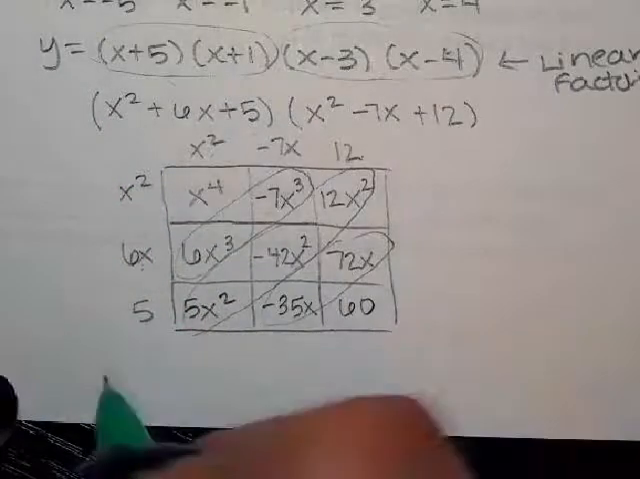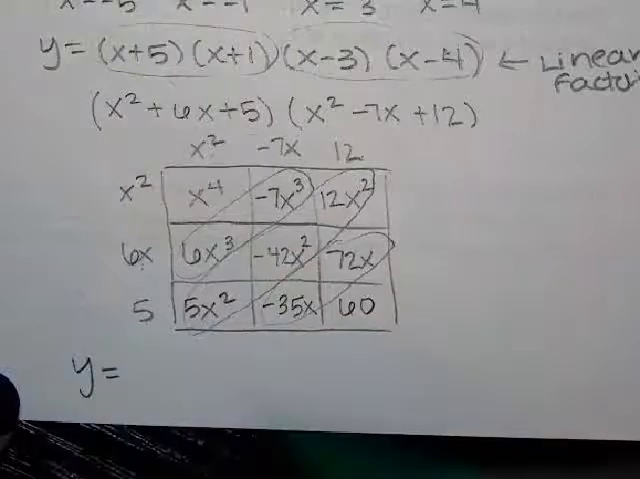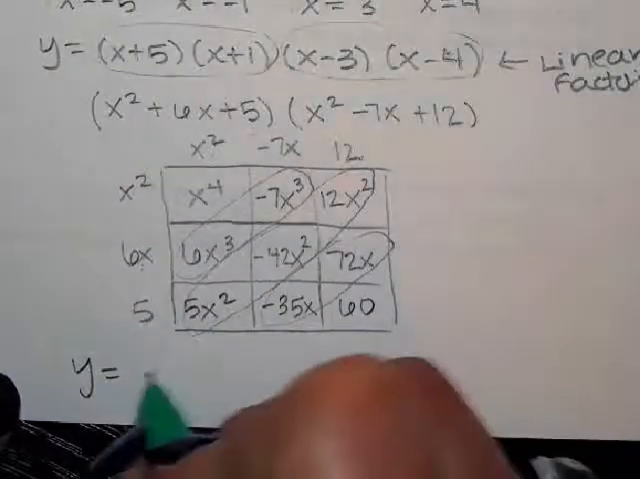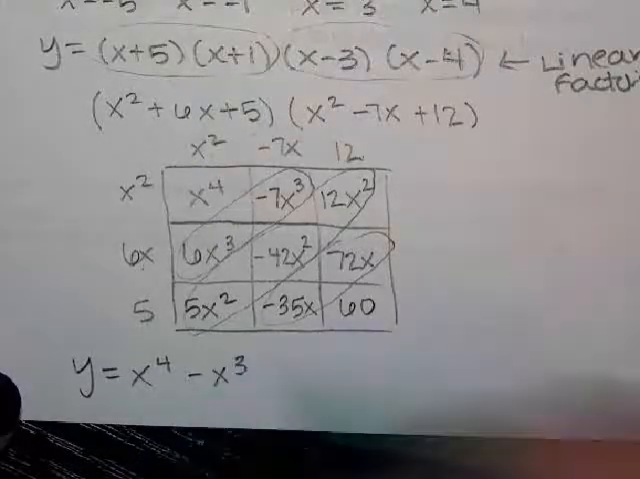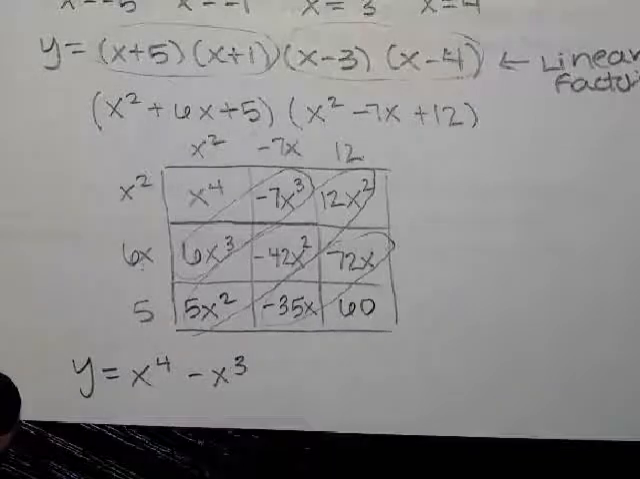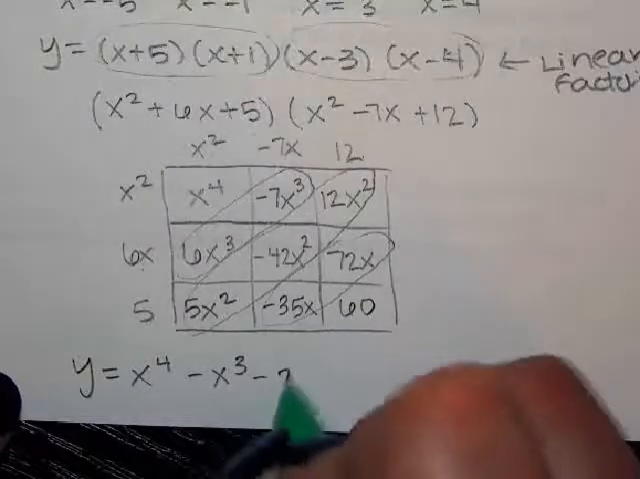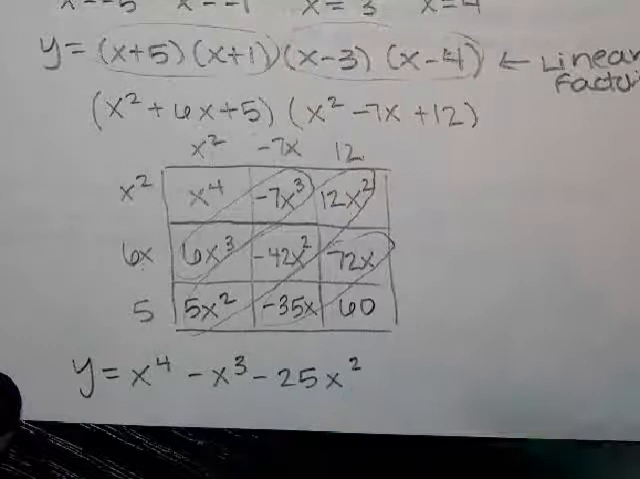So x to the 4th. And then what should I write next? Okay, and then what next? Negative 25x squared. Okay, and then 37x, and then 60. Okay.